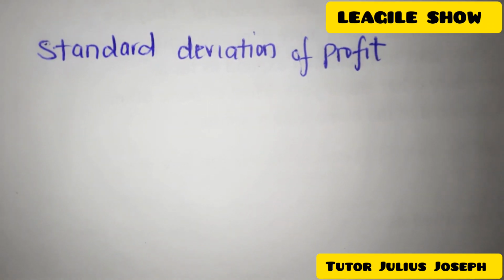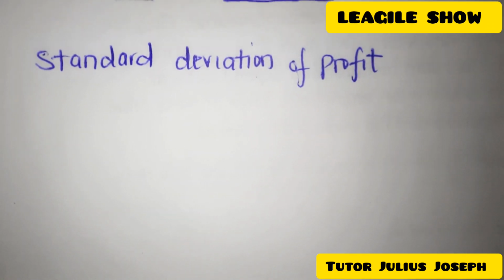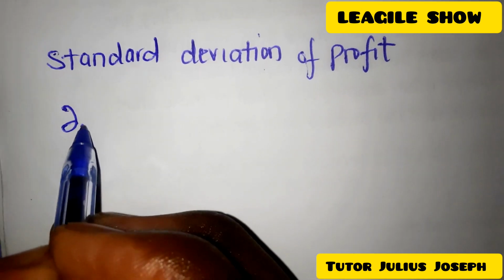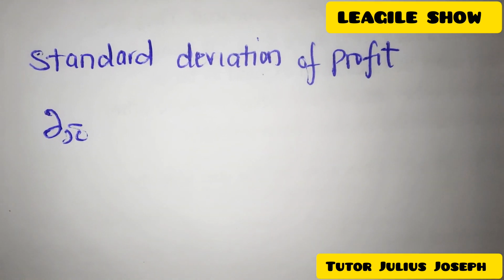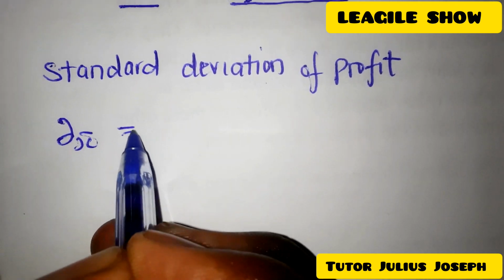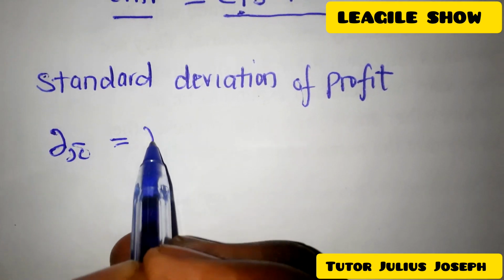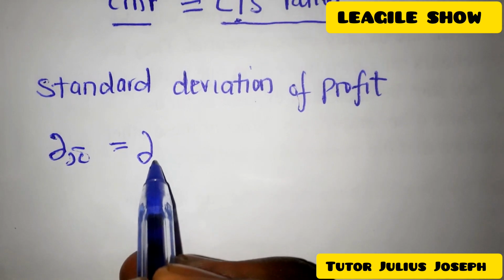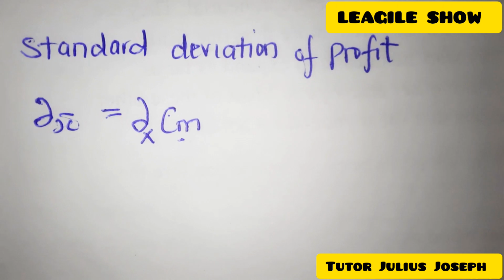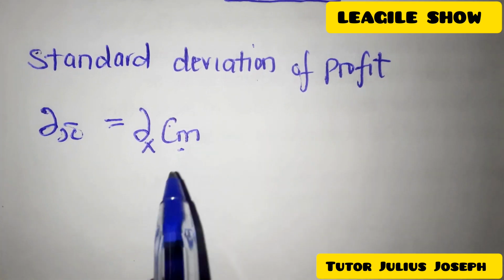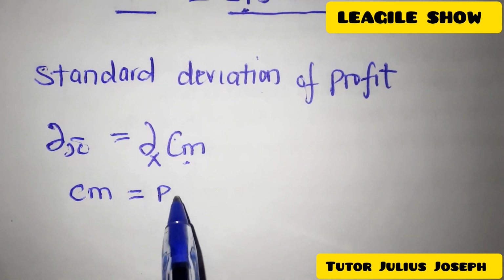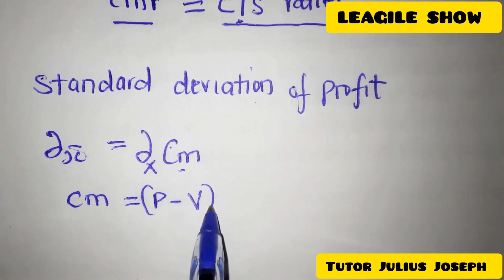In this video, we will be looking at the standard deviation of the profit. Remember, this is always abbreviated as sigma pi. How do you get the sigma pi, or the standard deviation of the profits? This is given by: standard deviation of profit is equal to standard deviation of sales times the contribution margin. Please remember that we said CM, contribution margin, is given by price minus variable cost per unit.